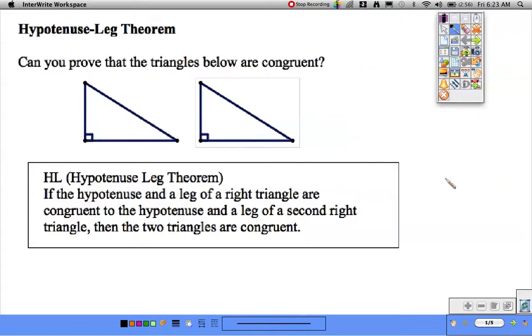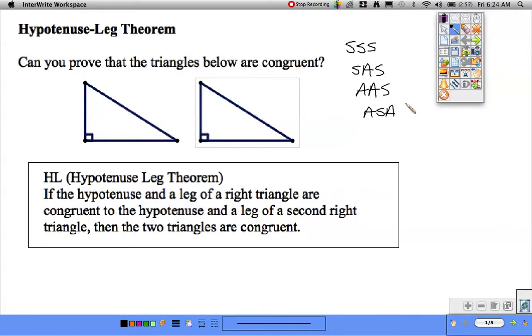So far in Chapter 4, I've been telling you that there are only 4 ways to prove triangles are congruent. We've been using side-side-side, side-angle-side, angle-side-angle, and angle-angle-side. And technically, I've been lying to you, but it was for your own good, because I didn't want you to make a mistake on this one unique example.